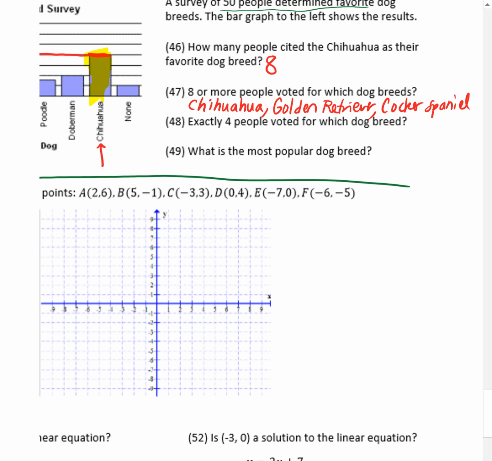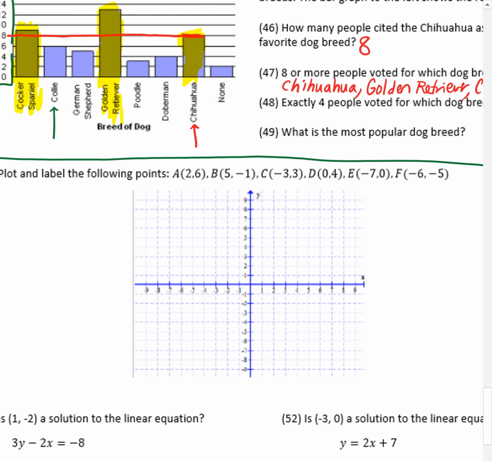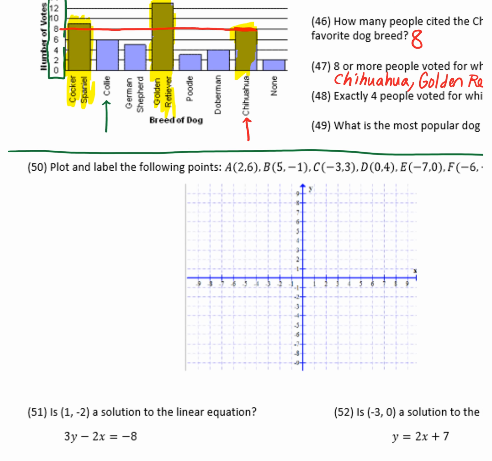Exactly 4 people voted for which dog breeds? Now they're not talking about a certain dog. They're talking about a certain number of people, 4 people. So I'm going to look at the left side and say, where's 4 people? Here they are. Then I try to line up the 4 with any bars that are exactly as tall as that 4. So far they're all taller. Oh, this guy right here, right? He's exactly as tall as the bar. That's the one. Doberman.